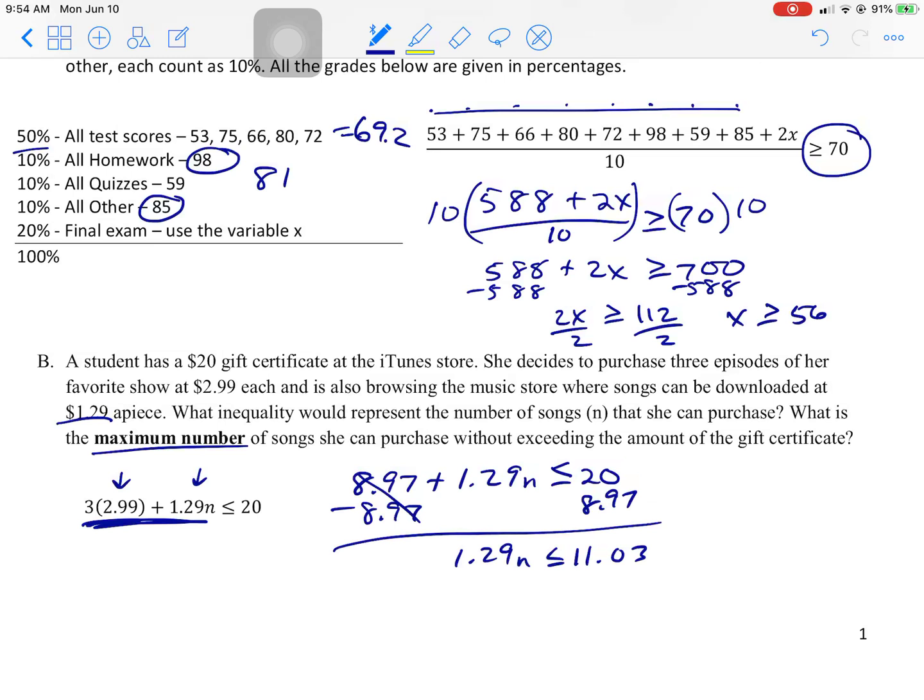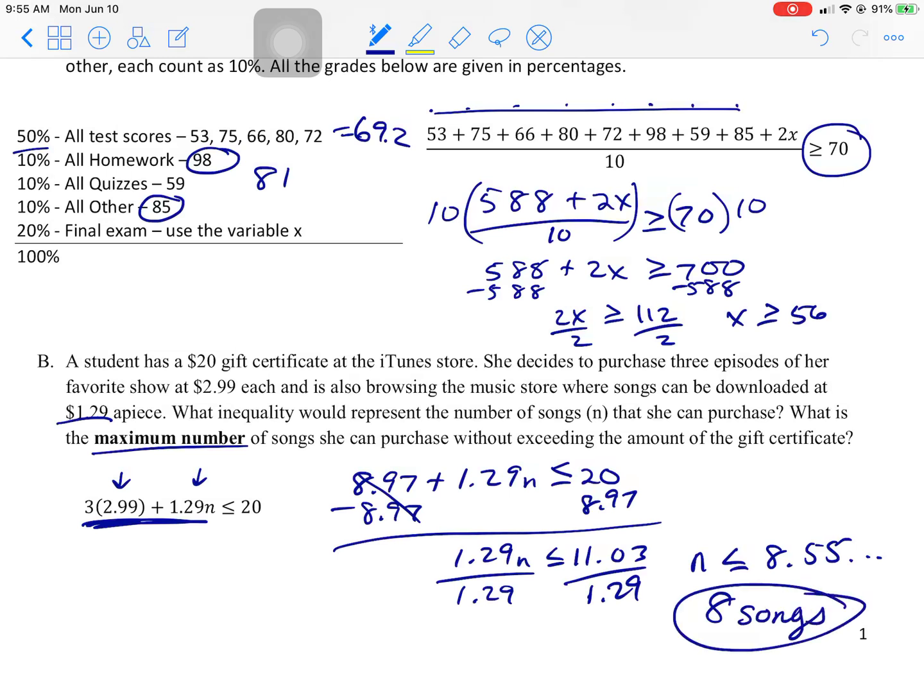This comes out to 11.03. Let me check that. 20 minus 8.97 just to make sure. Yep. Divide both sides to isolate our n. n is going to be less than or equal to, I did not divide by a negative, so the sign stays the same, and we're dividing that by $1.29. That comes out to 8.55, and there's more to that. But I'd say you'd be able to get 8 songs. She would be able to purchase 8 songs and use most of the money on the card. Okay?